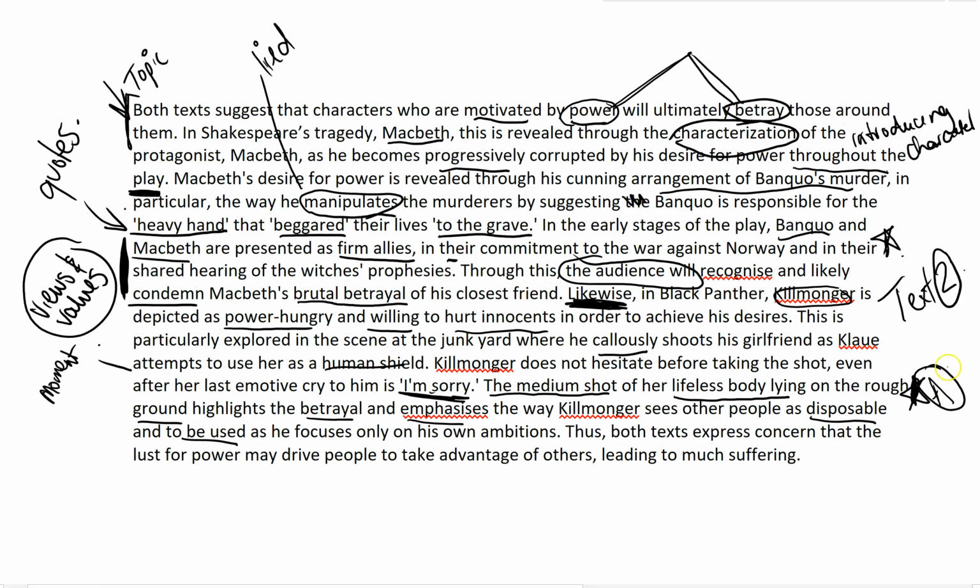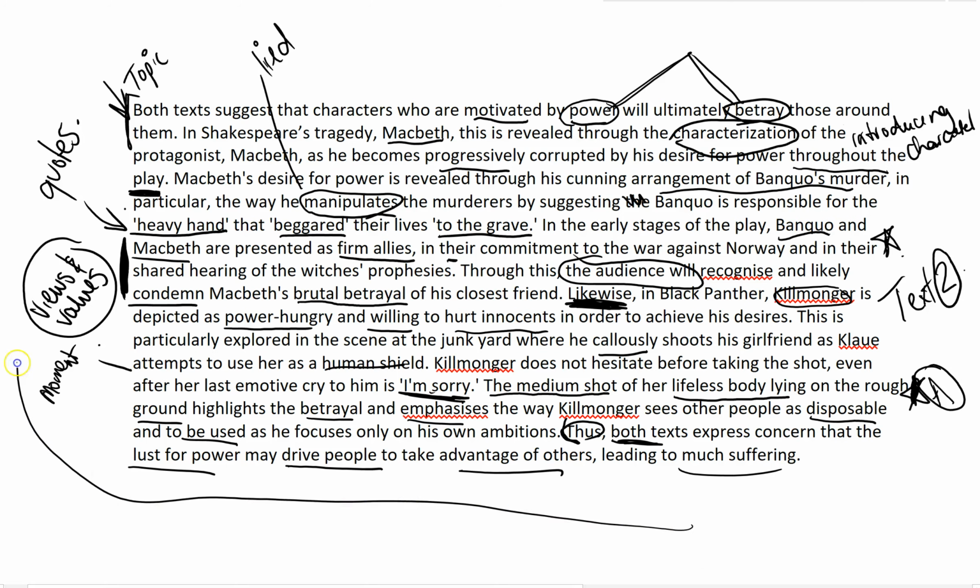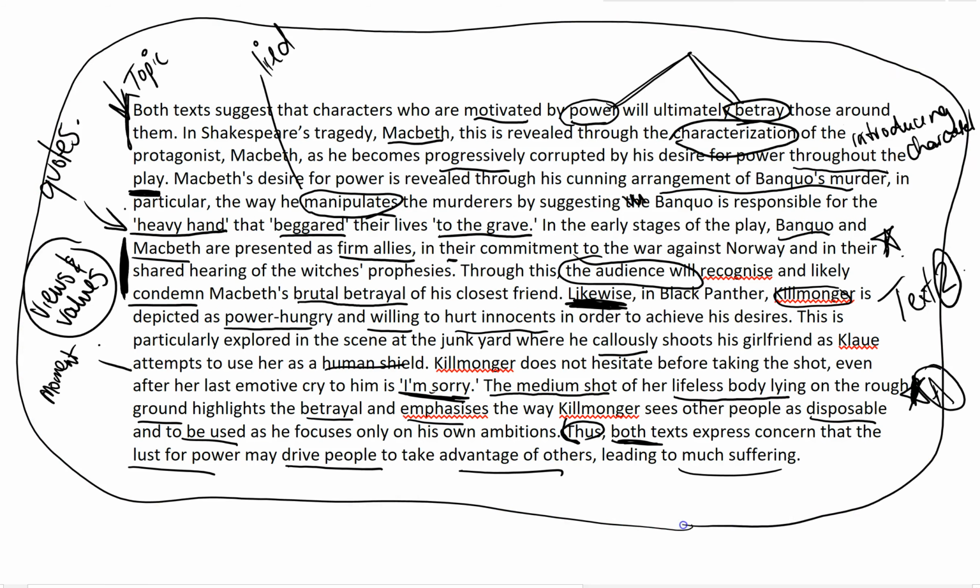This one is connecting into a film technique. So we can use symbols, we can use views and values, audience reaction, and we could also use the film techniques. And my final sentence, the link sentence, needs to come back to both texts. So thus, both texts express concern that the lust for power may drive people to take advantage of others, leading to the suffering of innocent people, leading to pain, leading to devastation, whatever you want to say there. But there's a paragraph with a couple of forms of analysis.